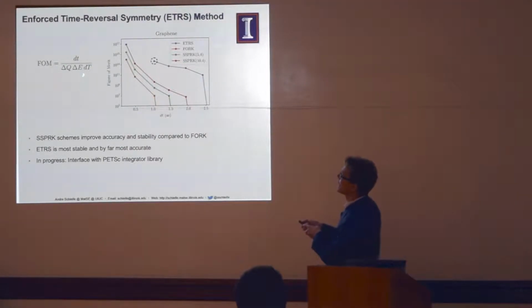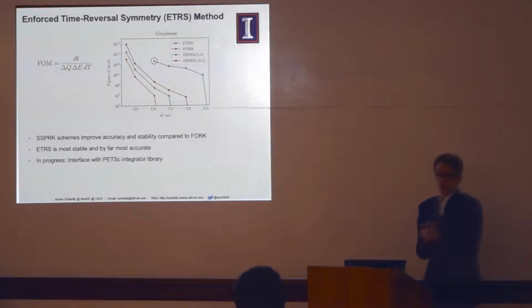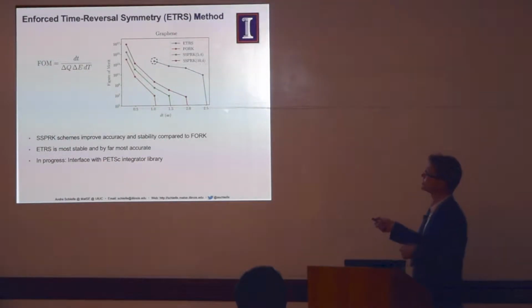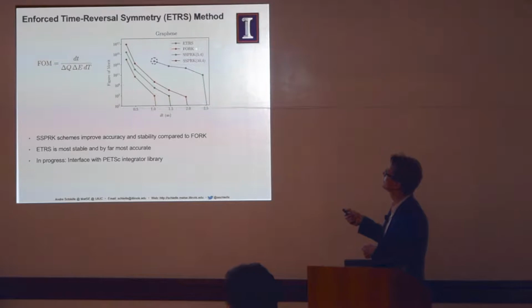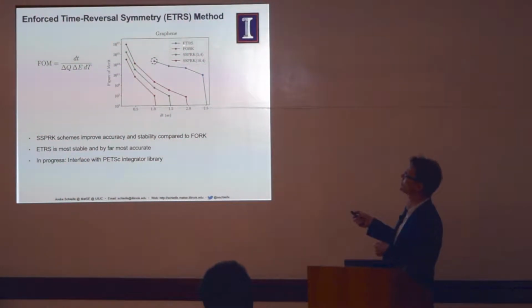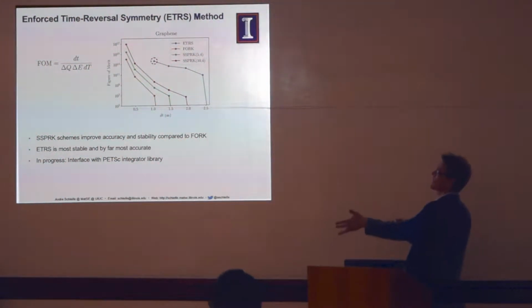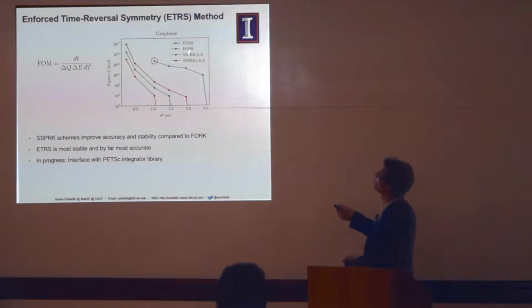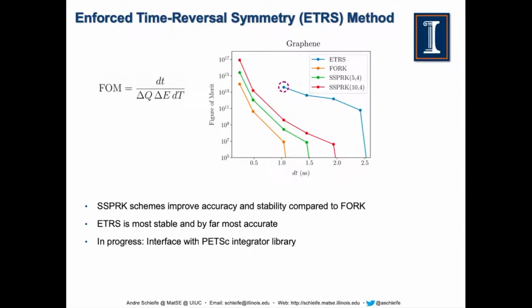And then we know that an ideal integrator would conserve charge and energy. Any error in this charge and energy conservation goes into the figure of merit and diminishes it. What she now does is plot this figure of merit as a function of the simulation time step for different integrators. So you can see FORK is fourth order Runge-Kutta, ETRS is the enforced time reversal symmetry scheme I talked about two slides ago, and then there are other strong stability preserving Runge-Kutta methods that she compared to.